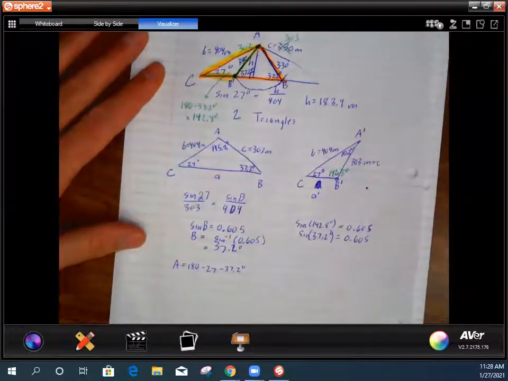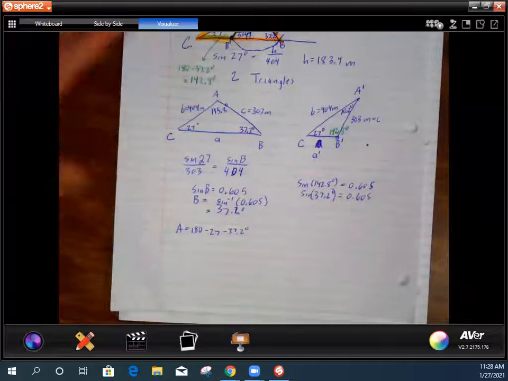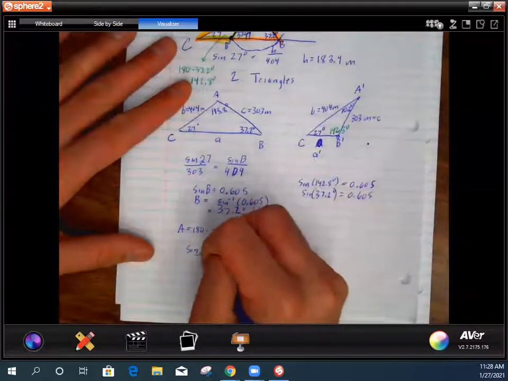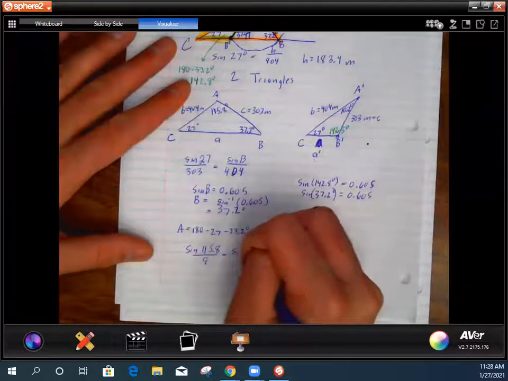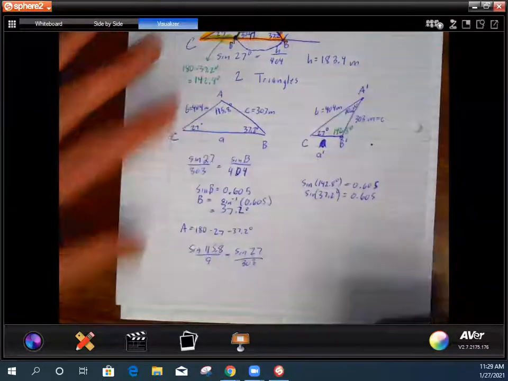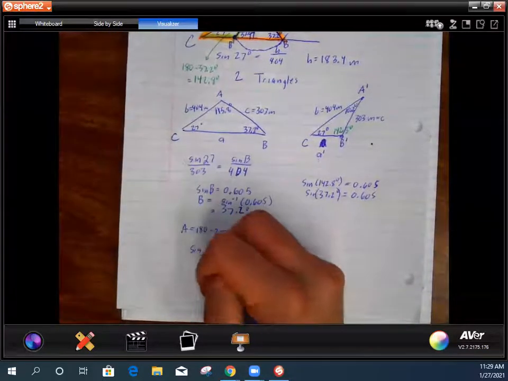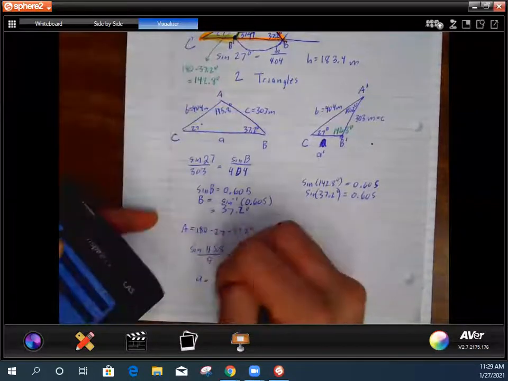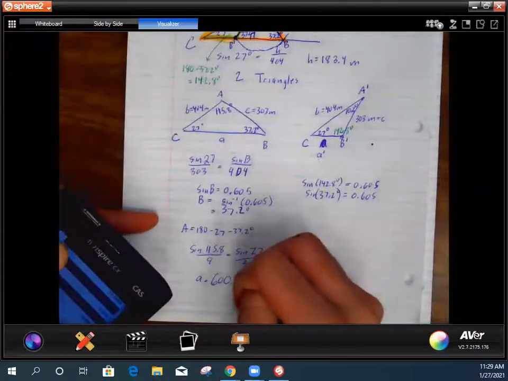And then we would just finish this by finding side A by doing a law of sines. Do the sine of 115.8 over A is equal to the sine of 27 over 303. Then cross multiply that. So I'll just type that in my calculator. I'm going to do 303 times the sine of 115.8 is equal to A times the sine of 27. Then divide both sides by the sine of 27, and you get 600.886.